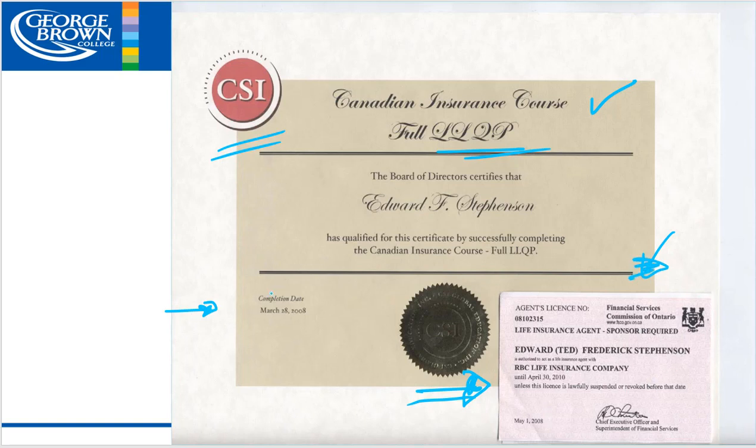So you can see here, and this is a real part of the story. You got to check the date here. I completed that on March 28th, 2008. Okay, so it was 2008 in March. And you can see then I became licensed, Edward Ted Frederick Stevenson with RBC, okay?